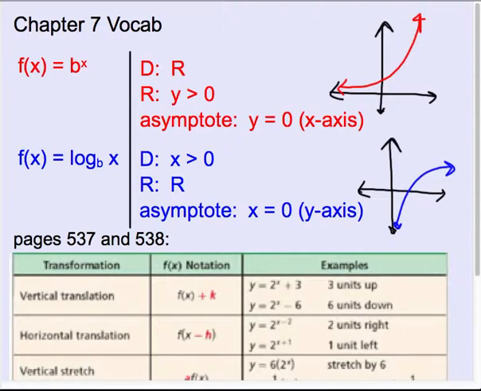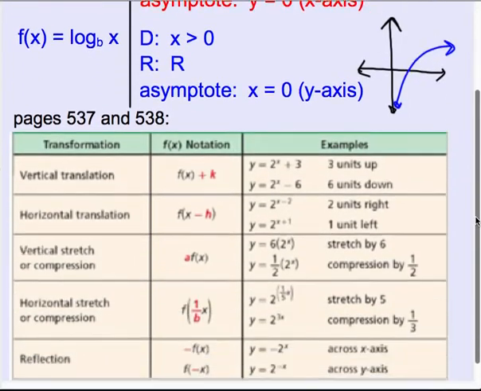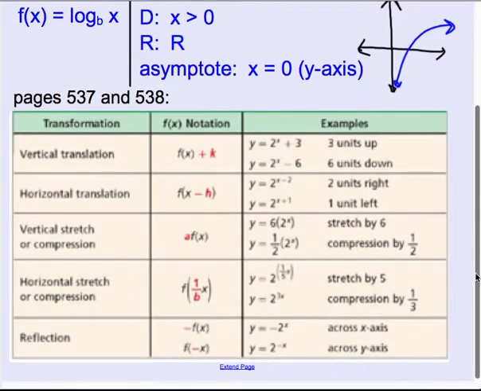At the bottom here, I've got a chart. You can find charts for the exponential and the log functions in your book on pages 537 and 538, so I wouldn't bother copying this down. It's a bit blurry. Hopefully you can kind of decipher what's going on here.